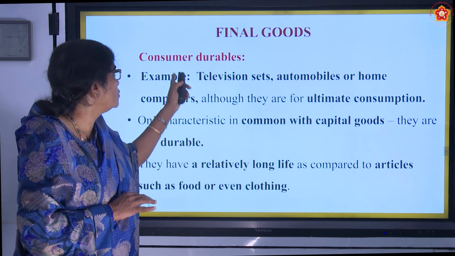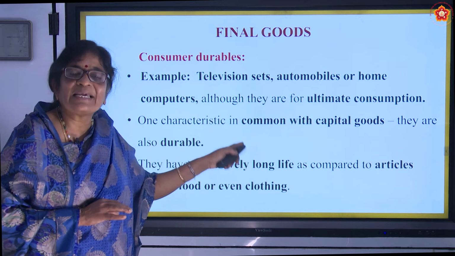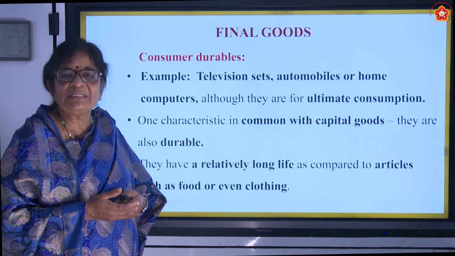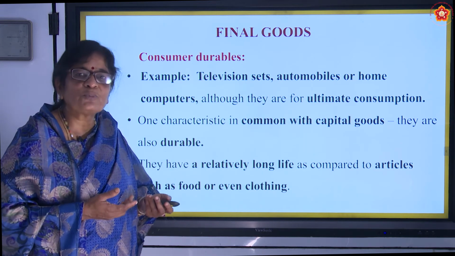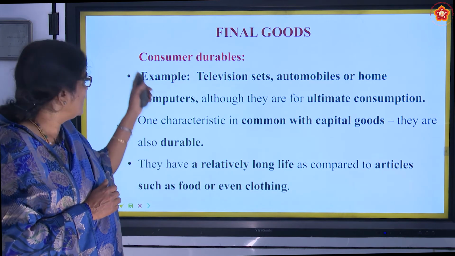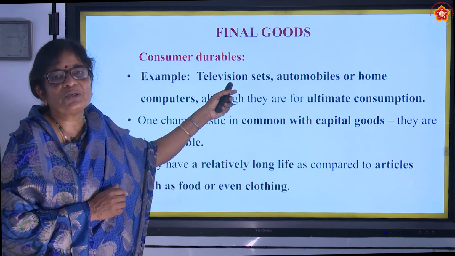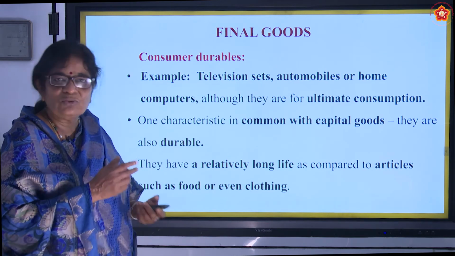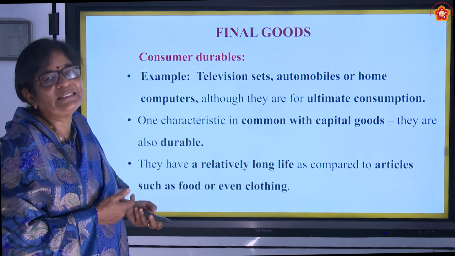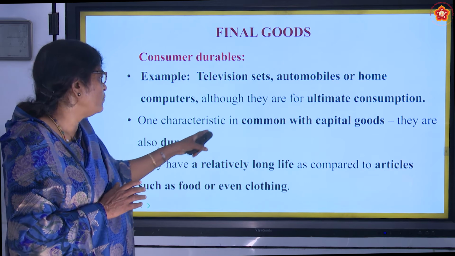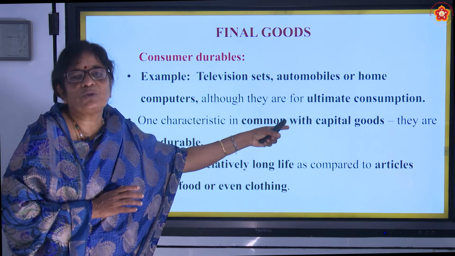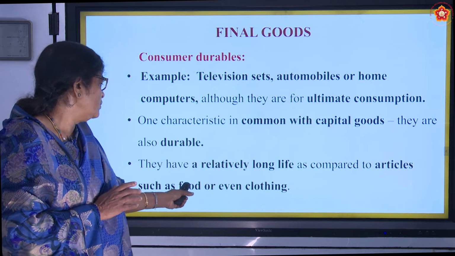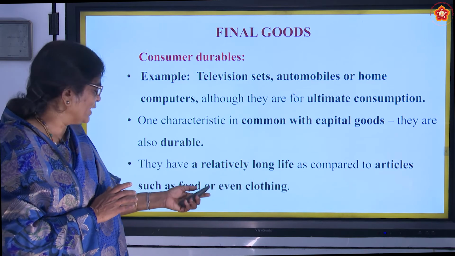Even the consumer durables have a common character with the capital goods. What is the common character with the capital goods? What are capital goods? Buildings and machineries, implements and tools. Capital goods can be used for a longer period. In the same way, we can also use consumer durables. What are the consumer durables? Cars and television sets, automobiles and home computers. We can use them after repairing and by maintaining them carefully. Therefore, consumer durables are the same as capital goods because they are durable. They last a relatively long time as compared to food and clothing, which have a non-durable character.